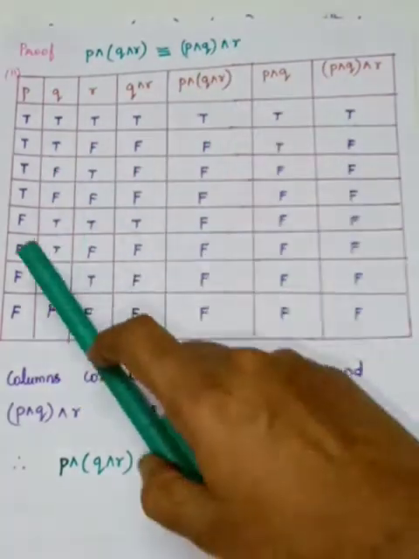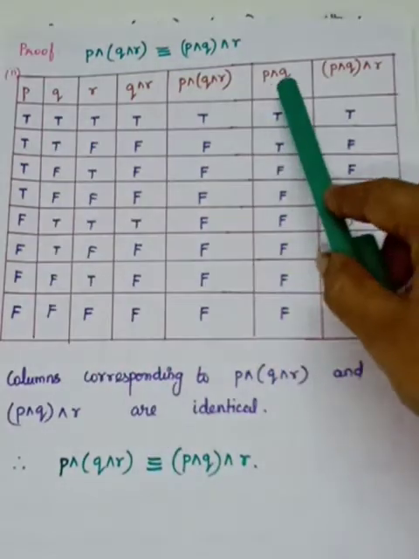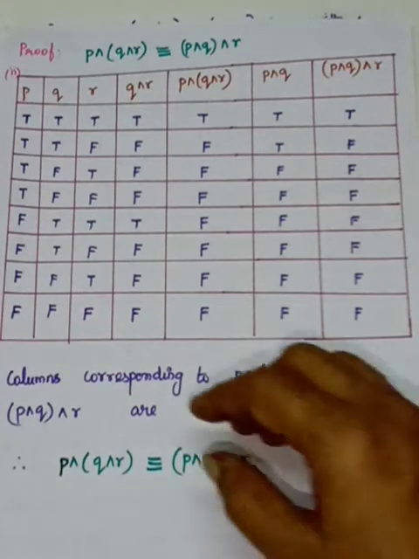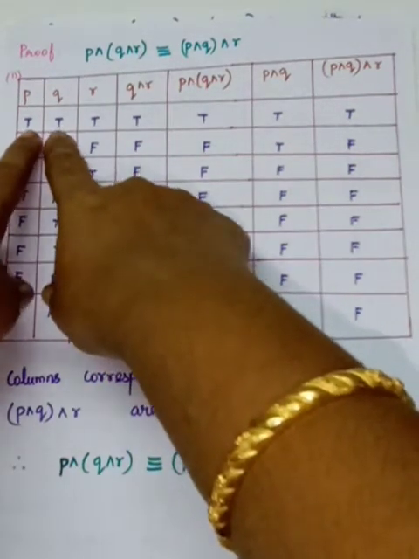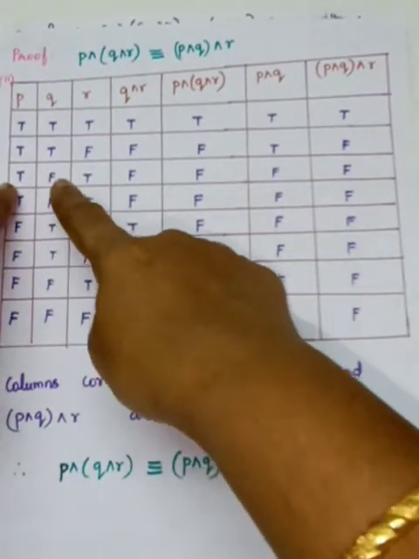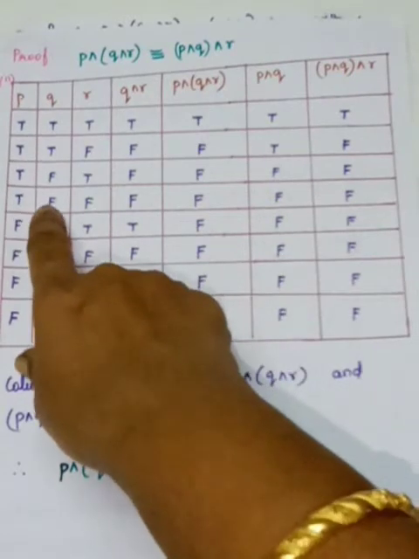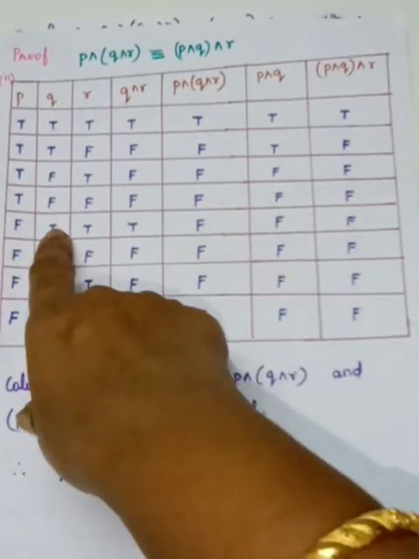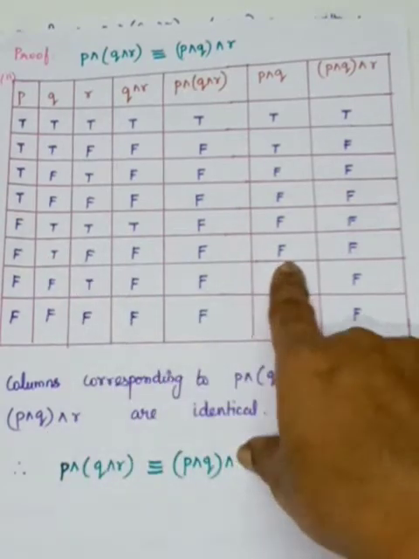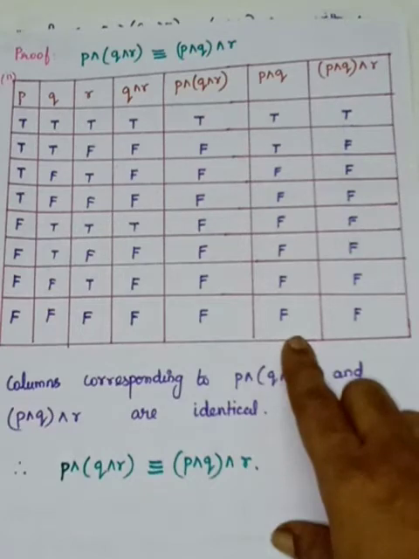P and Q. So P is in the first column and Q is in the second column. Here you have to use and. And means both are true, only it is true. So therefore you look at this. Here both are true, so it is true. Here also both are true, it is true. Here one is true, so it is false. Here one is true, it is false. Here also one is true, so it is false. Here also the same thing, one is true, so it is false. Here both are false, so it is false. So and means both are true, only it is true.